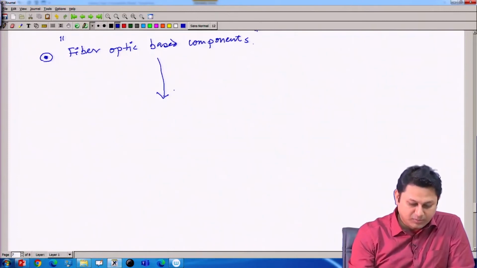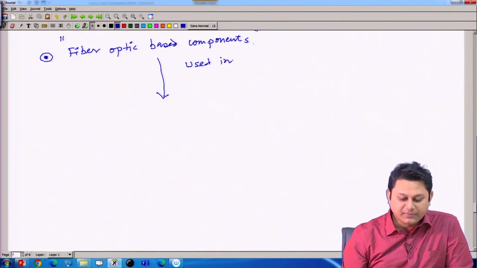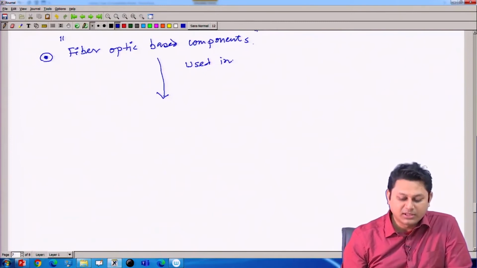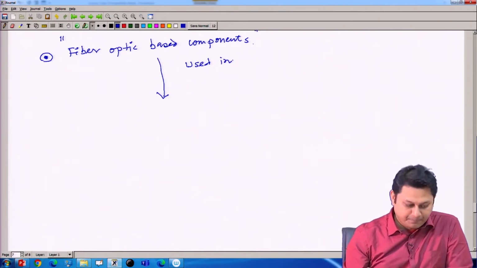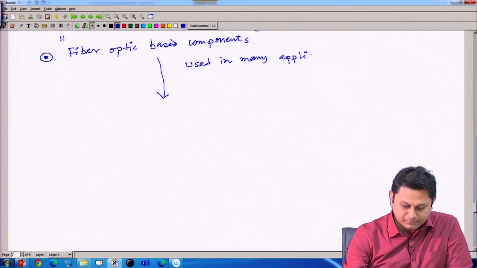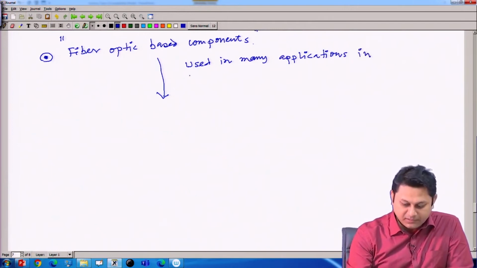Let me list it down, but before that, these are used in many applications. So, these are the optical components. Optical fiber is not only used to just transmit light from one point to another point or information from one point to another point, it can also be used as different optical components through which we can do many things. Used in many applications, especially in fiber optics based communication systems.